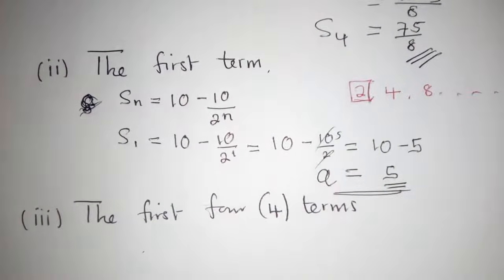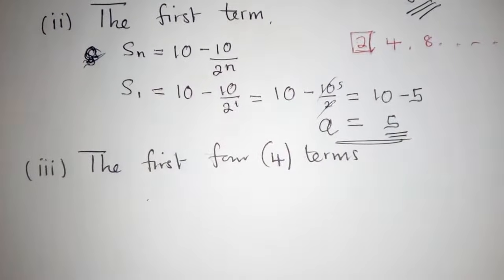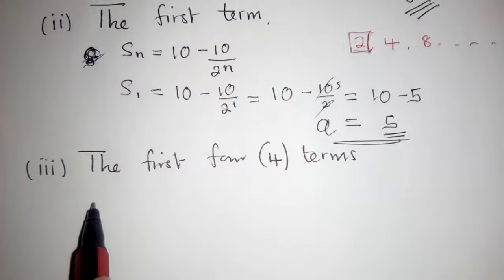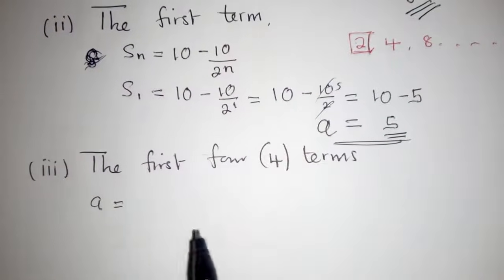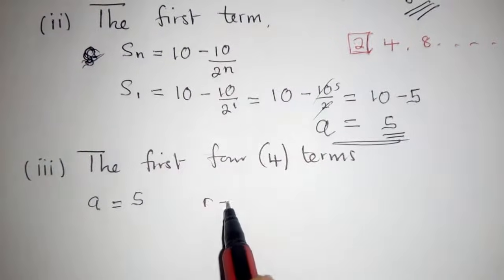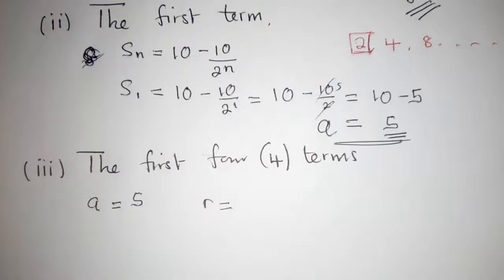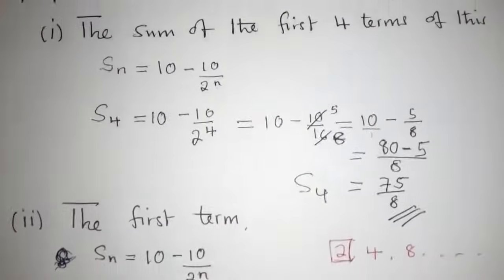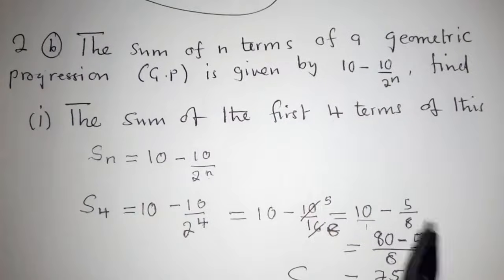We now go to question 3. Under question 3, we have to be very careful. They're asking us to find the first 4 terms. So how do you find the first 4 terms? In order for you to find the first 4 terms, we need to find our a. In this case, our a is 5. We also need to find our r. So how can we find our r? Let's try to go back to the formula they have given us. Look at this formula.